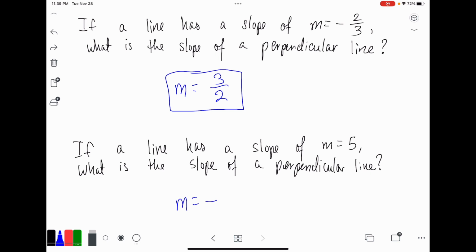Now, 5 actually is a fraction. Technically, every whole number is a fraction. All you have to do is put it over 1. When you say 5, that's the same thing as saying 5 divided by 1. Therefore, the reciprocal of 5 divided by 1 would be 1 divided by 5. So this is the perpendicular slope. The sign is opposite, it's negative, and it is the reciprocal of 5, which is 1 over 5.